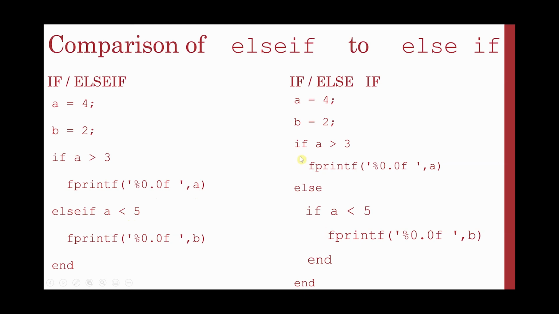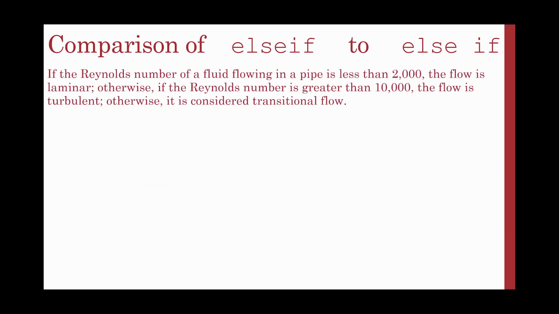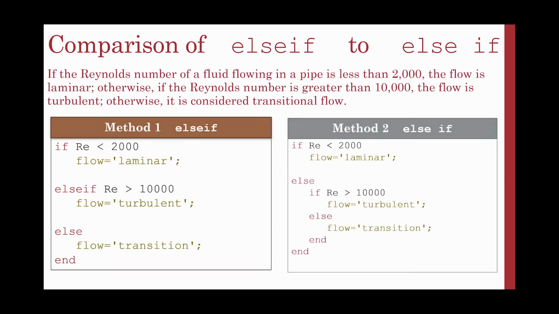I'm doing the same thing in this code, but I'm still asking the first question, and if it's true, I'm printing it. Otherwise, I'm going to trigger a second if statement to figure out my second question. So they do the same thing. Else if is a little bit more compact than an if else statement. So if we wanted to compare the Reynolds number of a flow and see if it is laminar or turbulent, we can do it again with if-else and else-if.